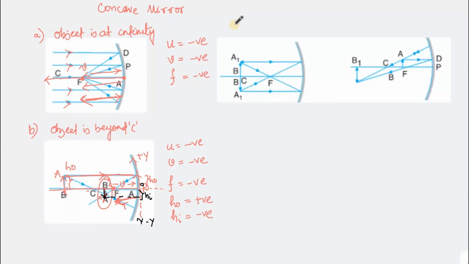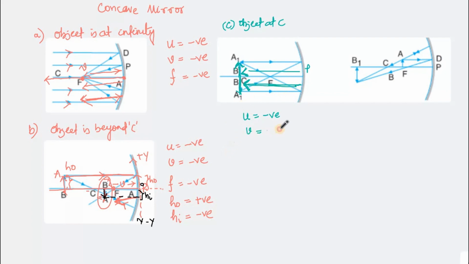Now if we see the next two cases, that is the third one, where the object is at C. You see here the object is here, so to measure the object distance we have to go towards the left from the pole. So the object distance here is negative. Similarly, the image is also formed at the center of curvature, and to measure the image distance also we have to go towards the left from the origin or the pole.